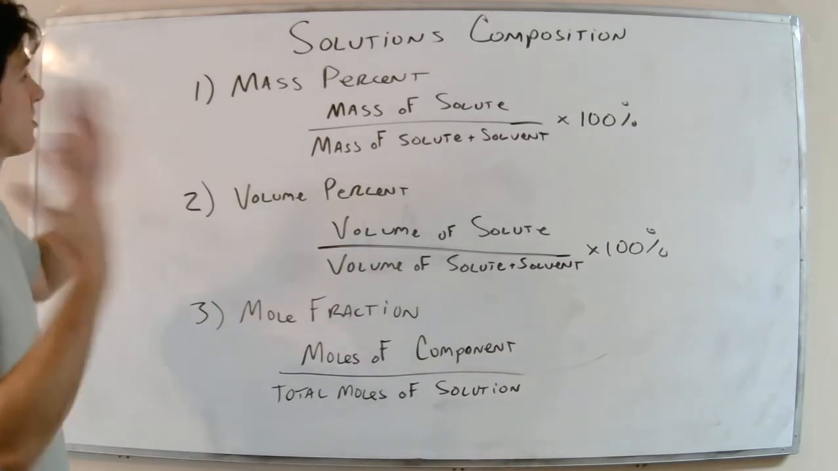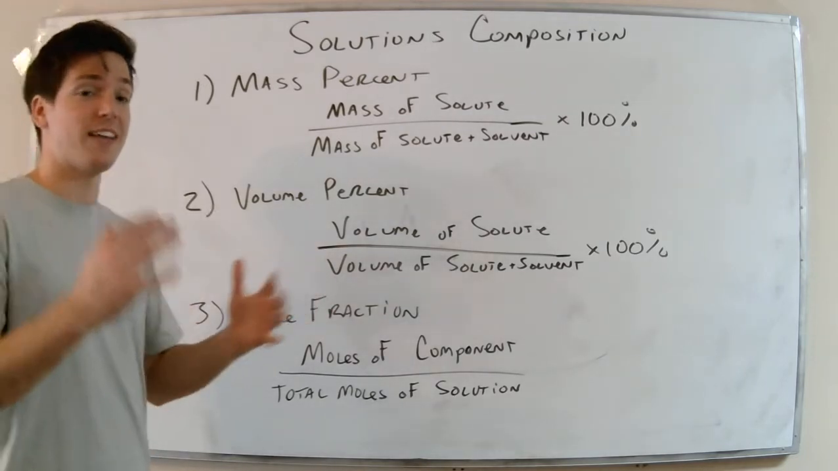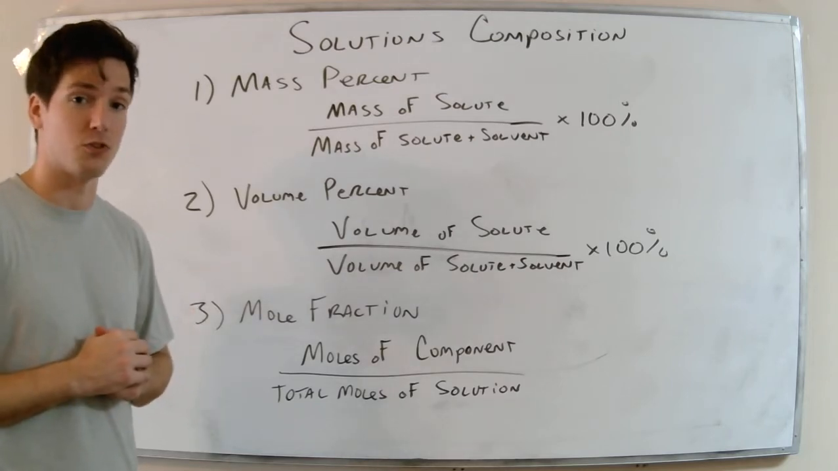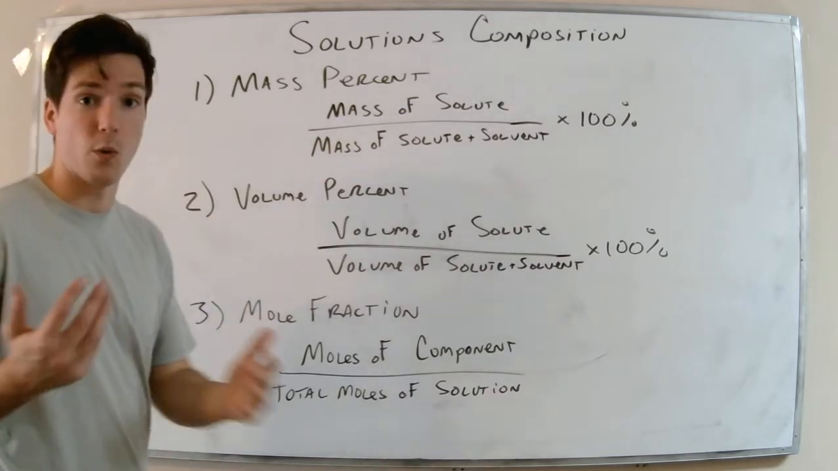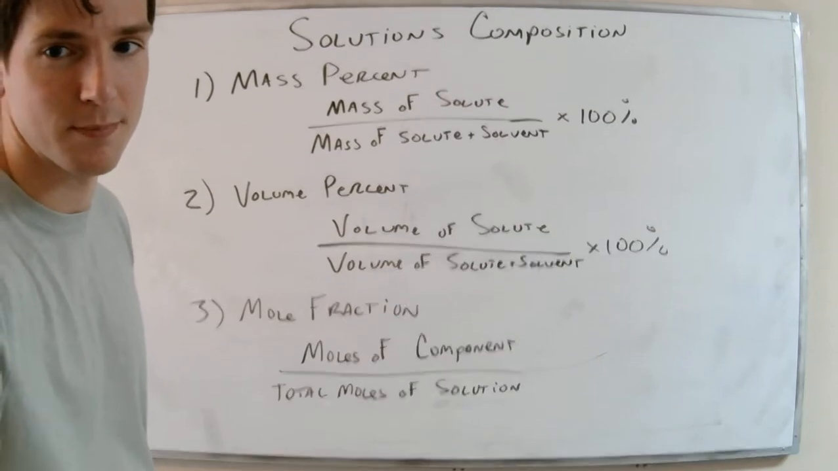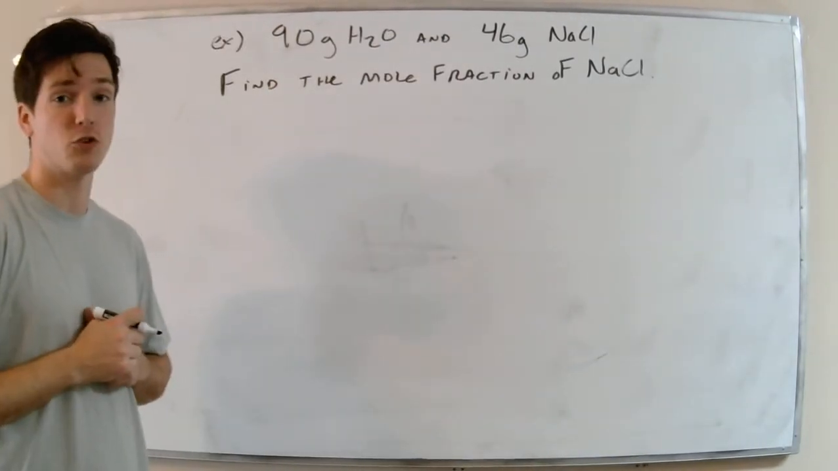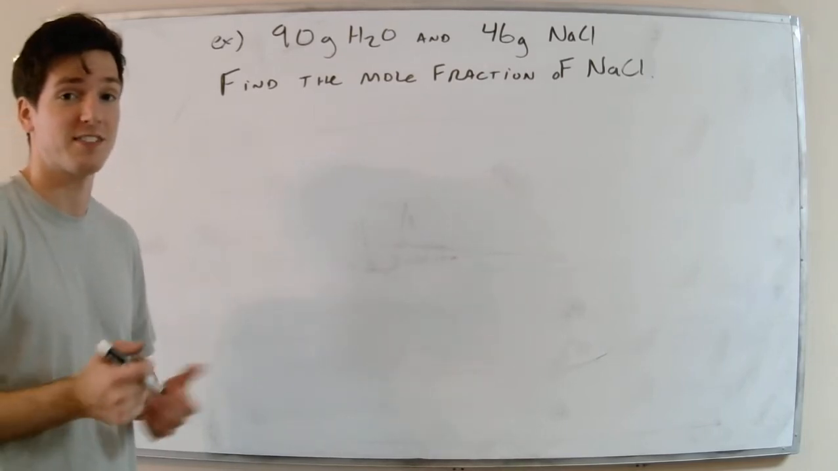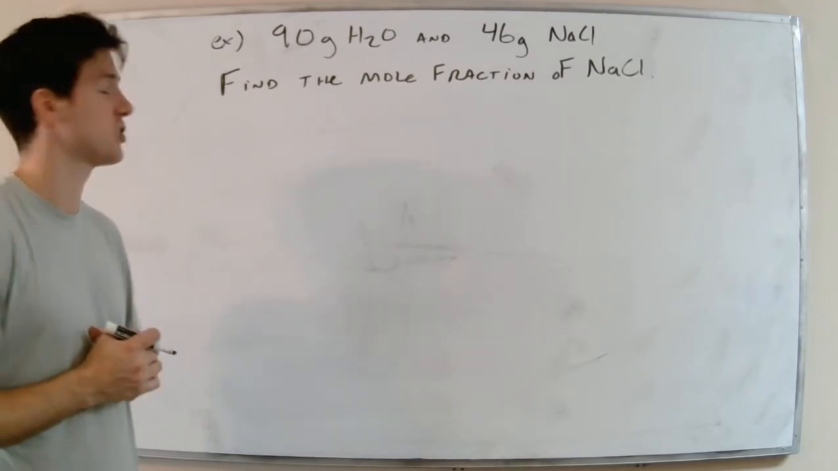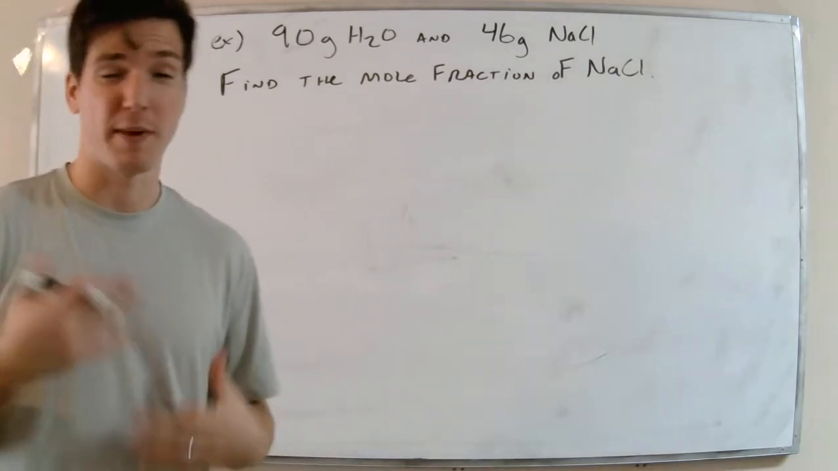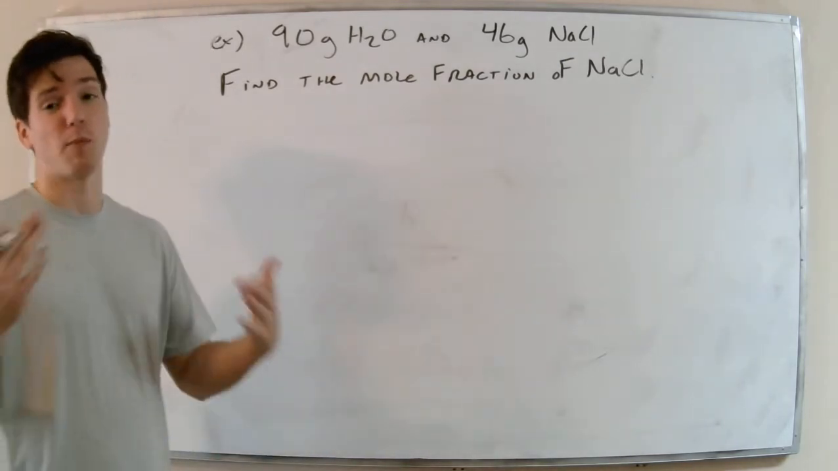So let's go ahead and do some quick examples of these, and that way you can figure out how to define a solution based on its mass, volume, or its mole fraction. Our first example says I have 90 grams of H2O and 46 grams of NaCl. Find the mole fraction of NaCl. So I'm putting these two chemicals together, making salt water essentially, and I want to find the mole fraction of these.